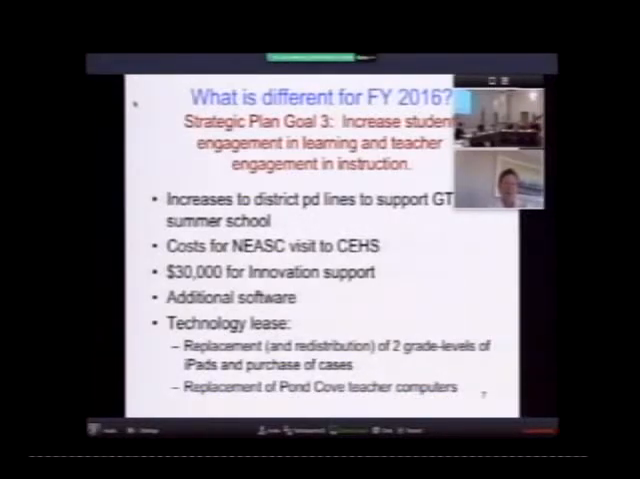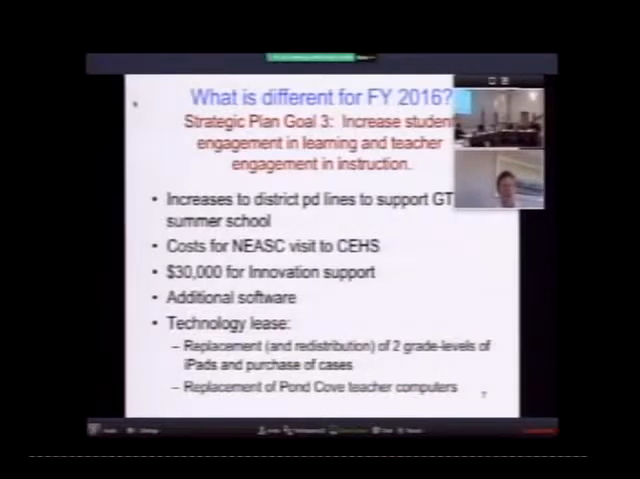Again, because technology is a large part of the work that we're doing in the district, as we are one-to-one at grades 7 through 12, and we'll be basically one-to-one in 5th and 6th grade next year, and we'll be about 2 or 3 students per device at the elementary school next year, that requires some additional software. So you'll see increases for software in all of the budget lines across schools.